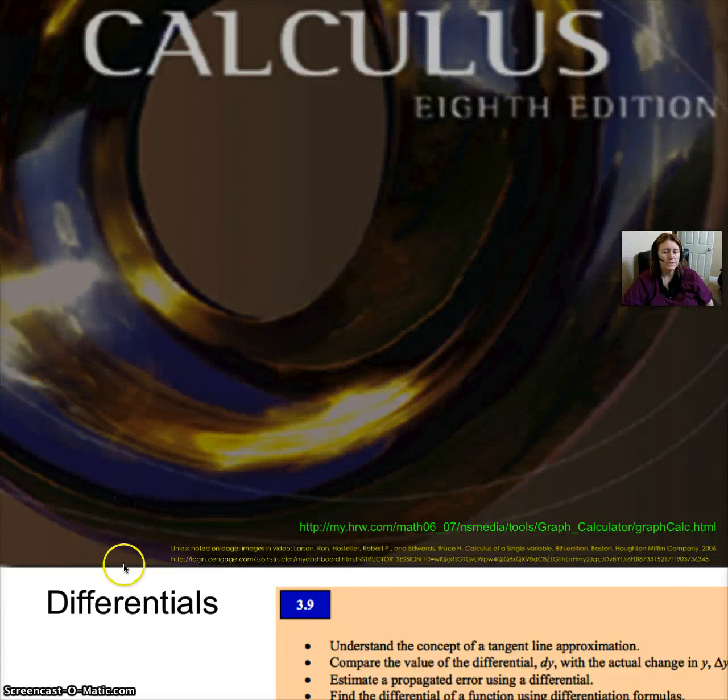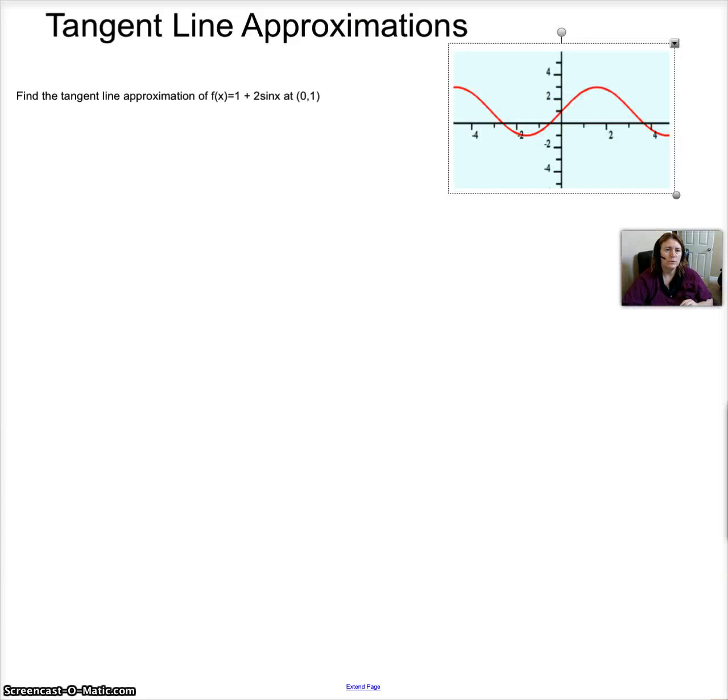Okay, now we're going to do something called differentials. And don't let the terms get you confused. Let's look at why differentials might be important to us. Let's do an approximation. Let's approximate the tangent line through this curve at the point (0, 1). So at that point right there, let's see if we can figure out what the slope is.